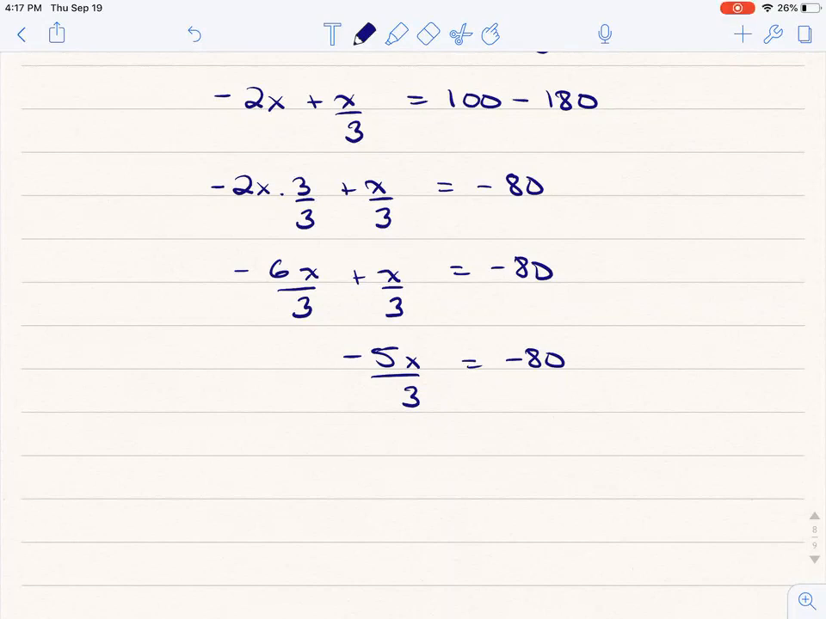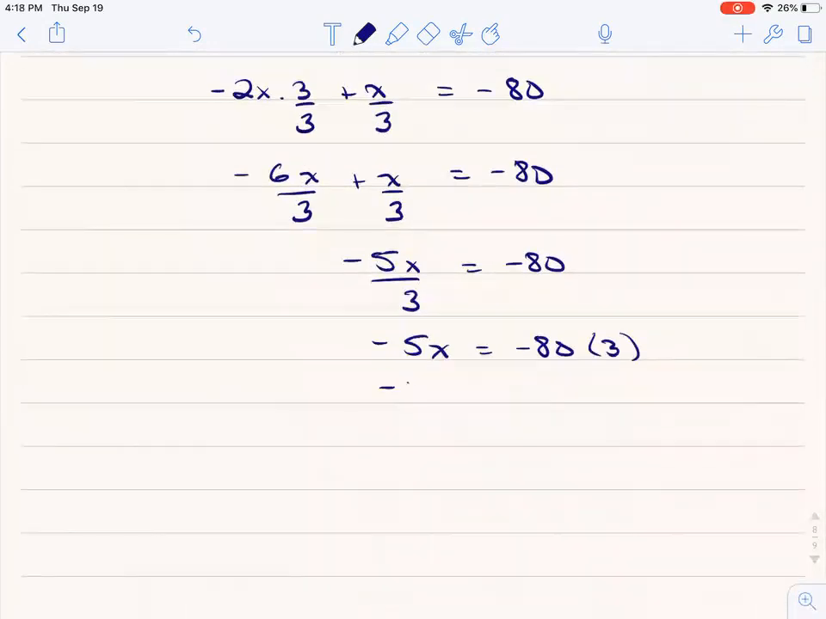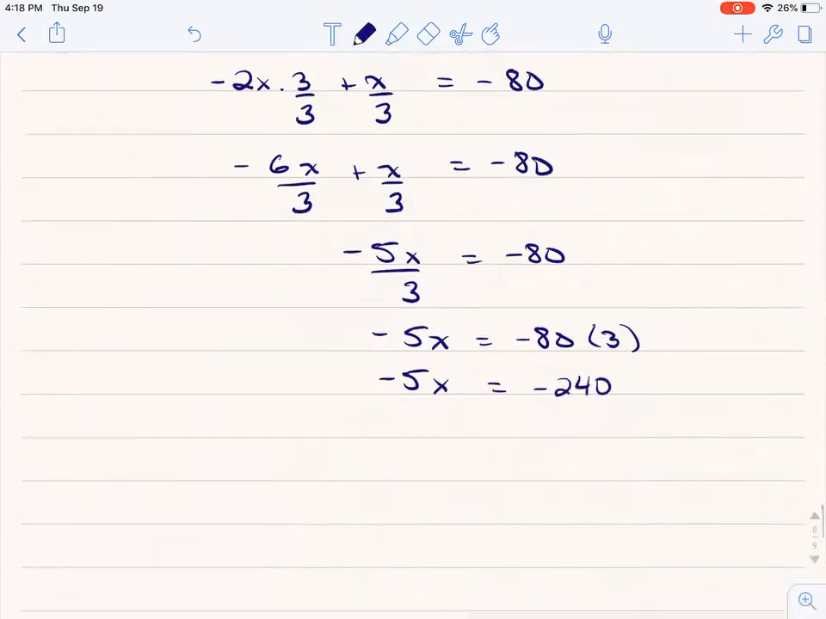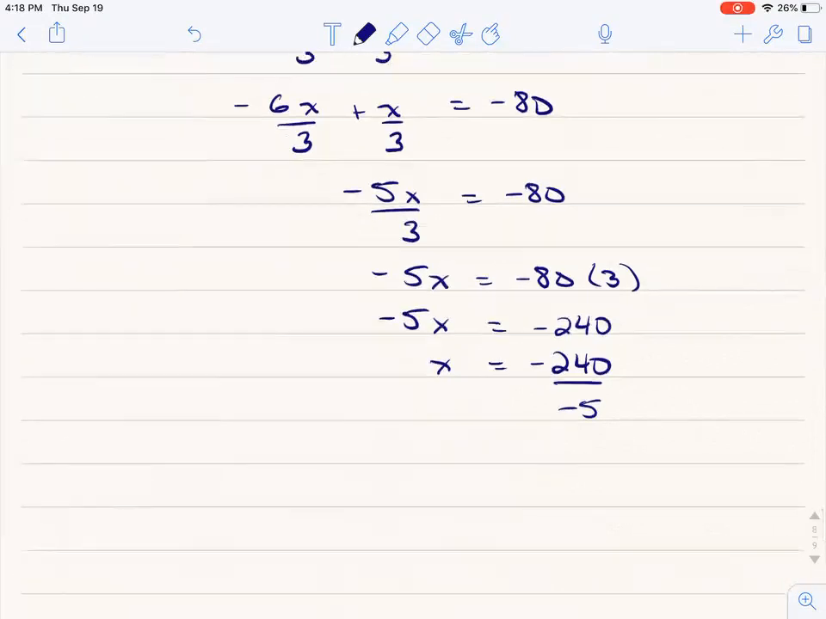Multiply both sides by 3. Negative 5x is negative 80 times 3. So negative 5x must be negative 240. x is negative 240 over negative 5. I'm showing a lot of steps, of course, but you're always safer the more steps you show. Negative 240 over negative 5, x is 48.